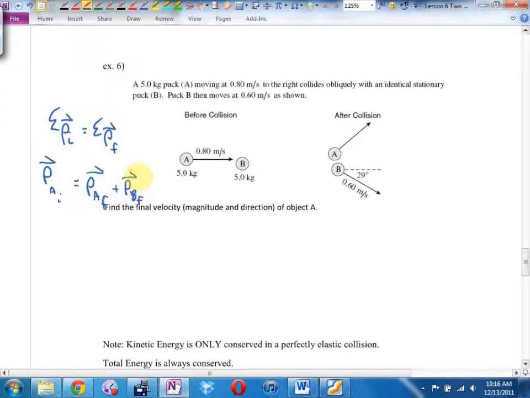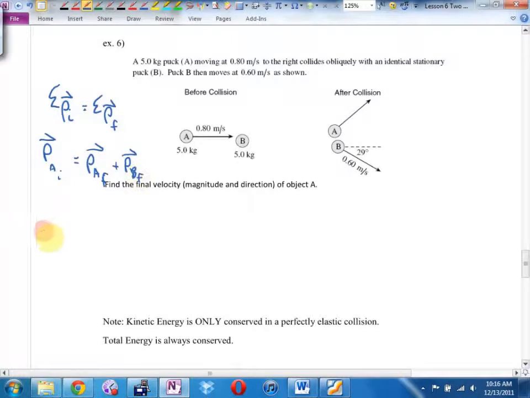Now we're going to draw our little picture. I think the momentum of A initial looks like that. What magnitude will I put on this arrow? 4, mass times velocity. I don't care if you don't show that work and go straight to your calculator, because often the arrow is so small it gets cluttered if you write 5 times 0.8 equals 4. So I'm just going to say 4 kilogram meters per second.